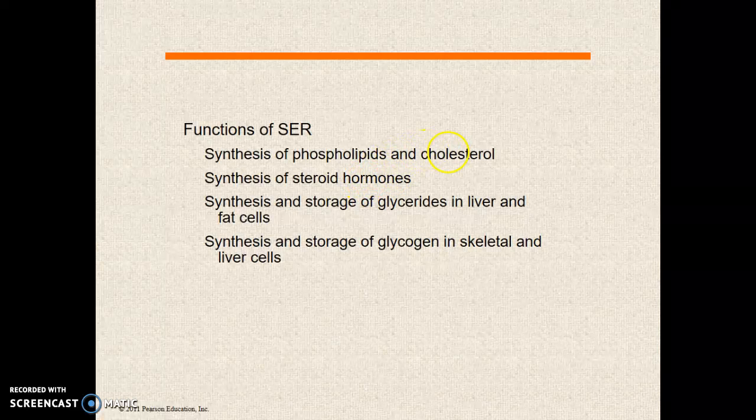SER can produce and store glycerides in the liver and fat cells, and produce and store glycogen in skeletal muscle and liver cells. Glycogen is our storage form of glucose. It's long chain, it's just many glucose molecules.